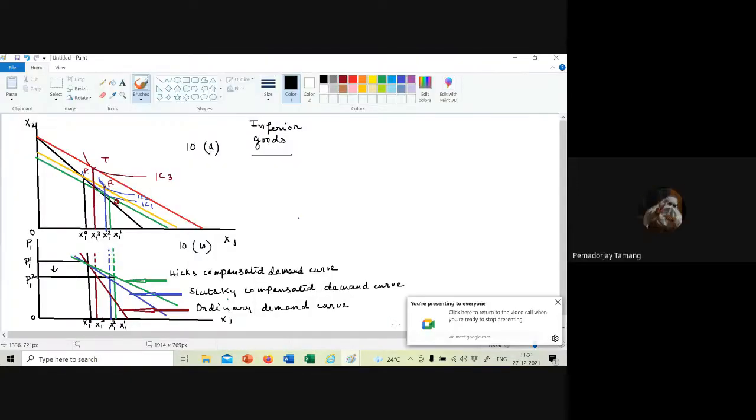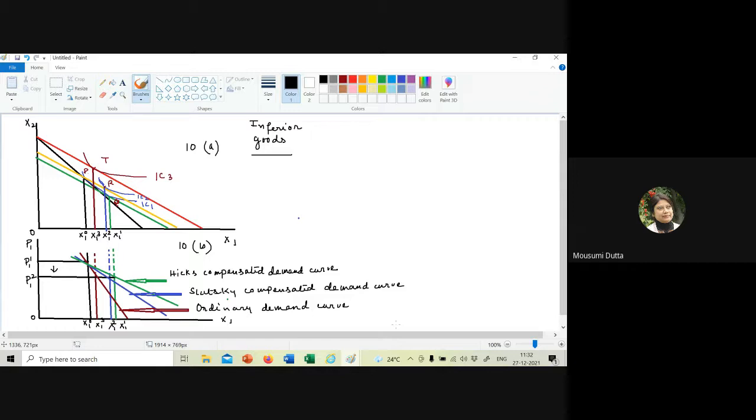I'm not sure, the substitution effect is greater than the income effect, right? Yes. Substitution effect is greater than the opposite income effect. So let me mark the substitution and income effects too.